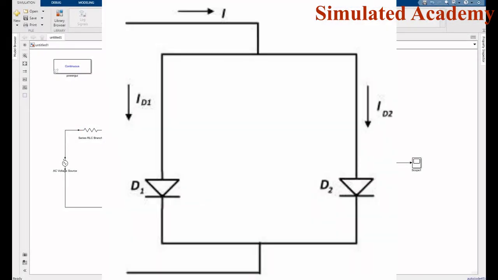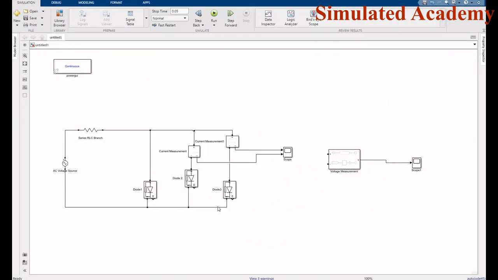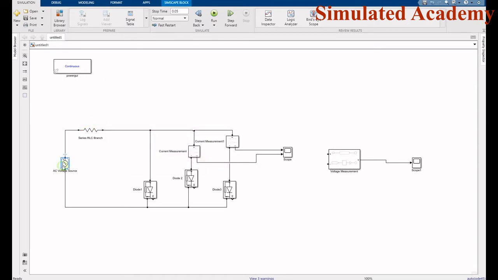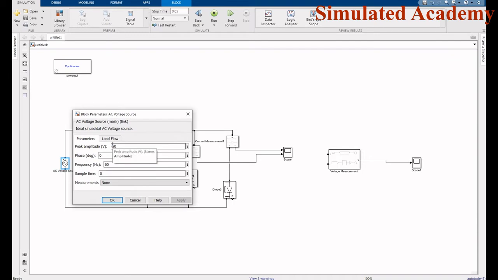Let's simulate a parallel connection of diodes. Consider we have a voltage source in which diode 1, diode 2 and diode 3 are connected in parallel, and a series RLC branch having only resistance, with a value of 50, is connected. The value of the voltage source is 50 peak amplitude and a frequency of 60.